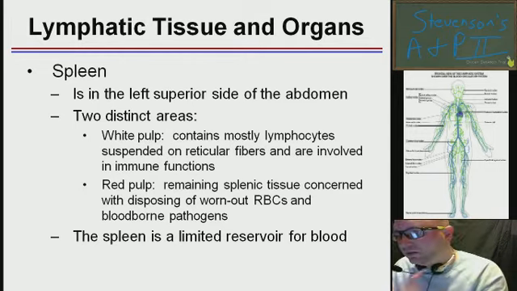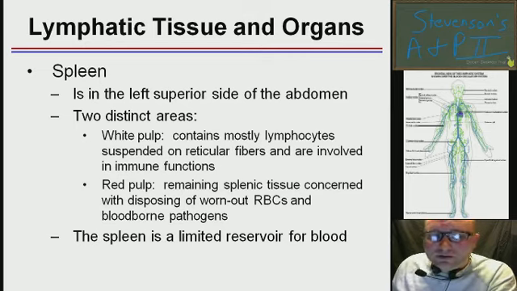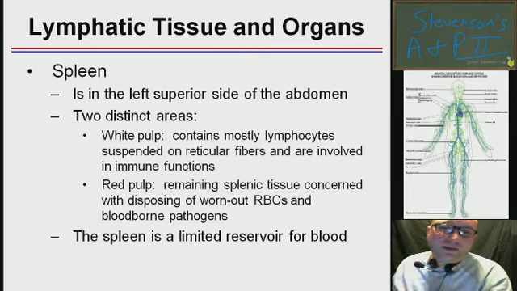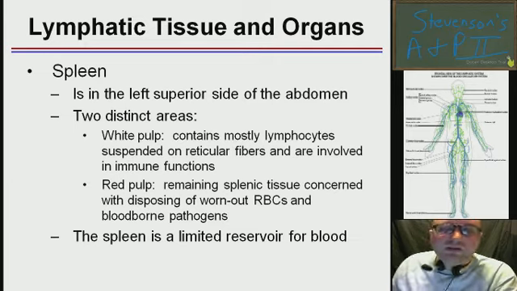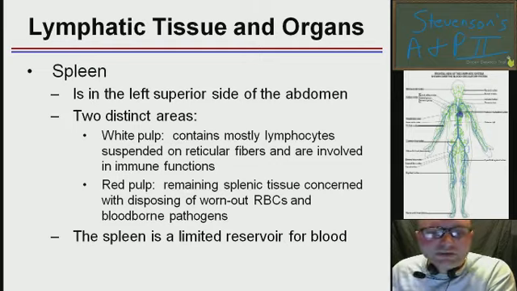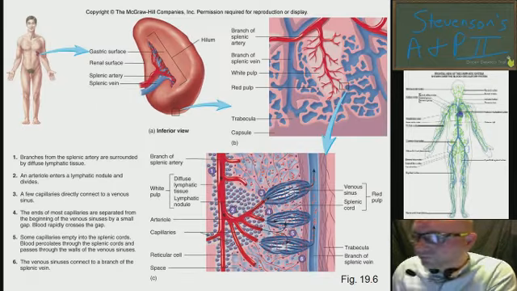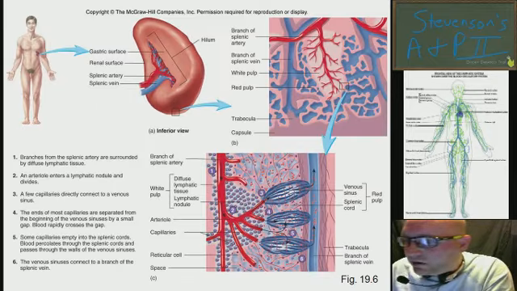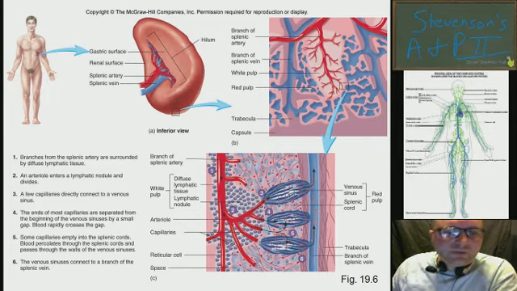The spleen is also a limited reservoir for blood. So like I said, it's got a dual role, both in the maintenance of the blood and as a lymphatic organ and keeping up with the lymphocytes. So here we look at what's going on here with the spleen.